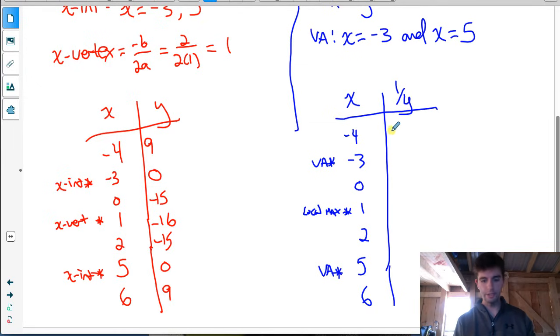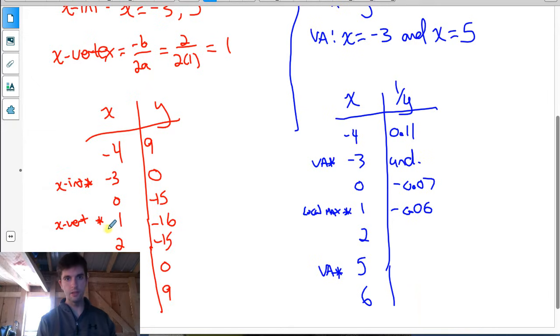So when I do 1 over 9, I get about 0.11. 1 over 0 is undefined, that's why there's a vertical asymptote there. 1 over negative 15 is about negative 0.07. 1 over negative 16 is about negative 0.06. And then 1 over negative 15 again, 1 over 0 again, and 1 over 9 again. So there are the points that will give me a good shape of the reciprocal quadratic function.